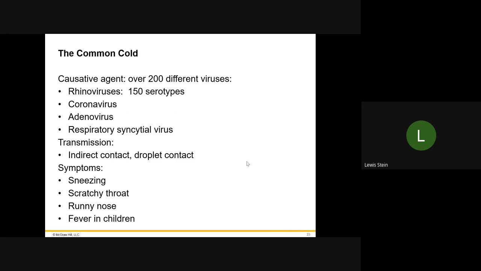So most of these come from droplets. Somebody coughs or sneezes, they're not careful unless they're in very close contact, and everybody's familiar with the symptoms. The distinction between the adenovirus and the coronavirus are probably fever and a degree of severity. We're not talking about COVID 19 in this, it's different.